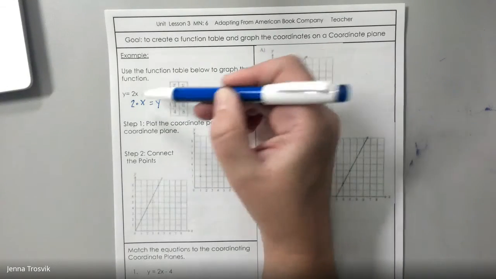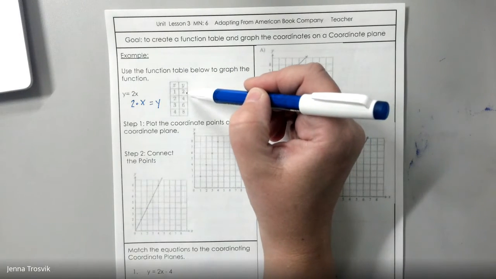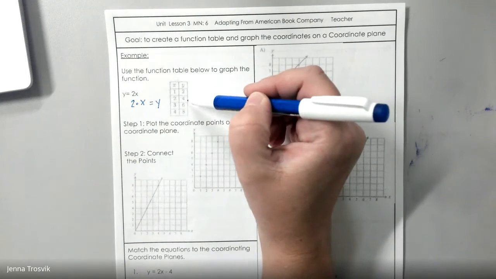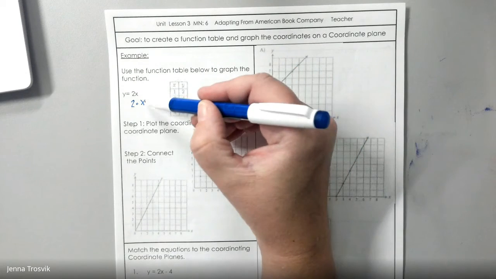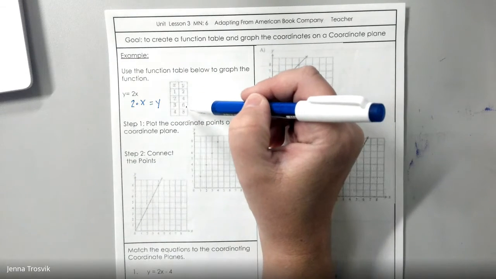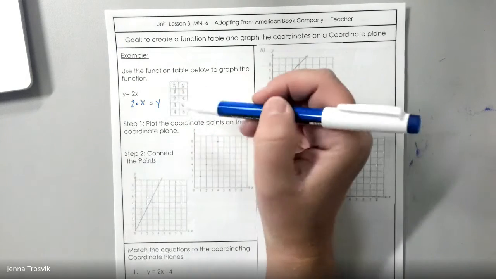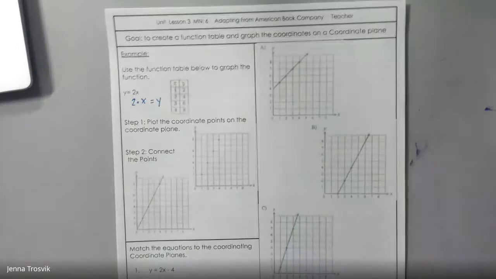If I put 1 into my equation, it would be 2 times 1. 2 times 1 will give me 2. That would be my answer. If I put 2 into the equation, 2 times 2 equals 4. So 4 would be my y. If I put 3 in for x, I have 3 times 2, which equals 6. 6 would be y. If I put 4 in for x, I would get 2 times 4, which equals 8. So 8 would be my y.